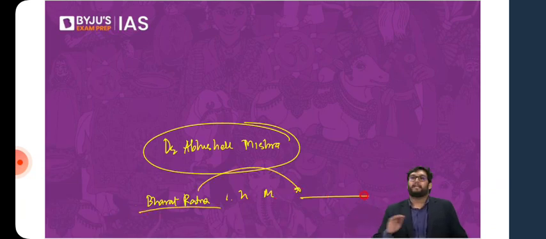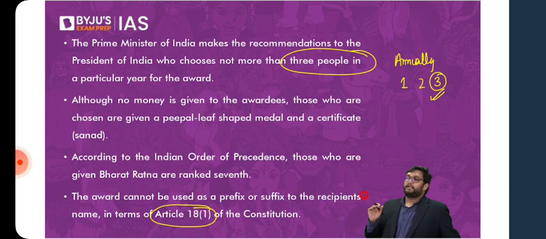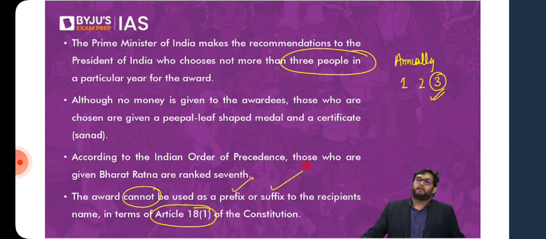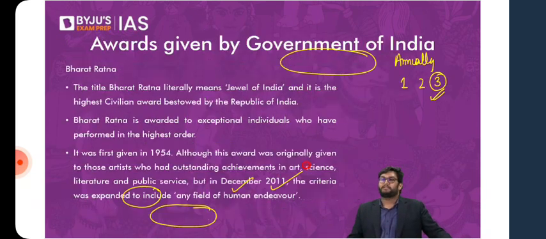It is under Article 18(1). It cannot be used as a prefix or suffix. A very important point, and this is something which should be known as the larger extension of the 18(1) provision itself. So Bharat Ratna, 2 basic peculiarities: not more than 3, and there cannot be a prefix or suffix.